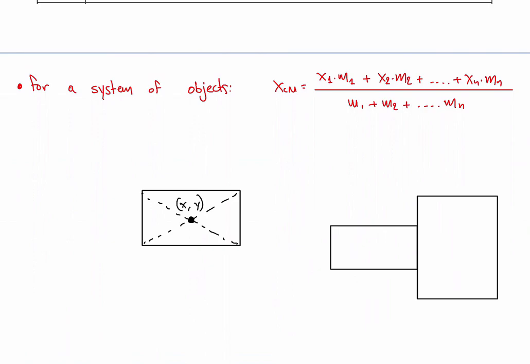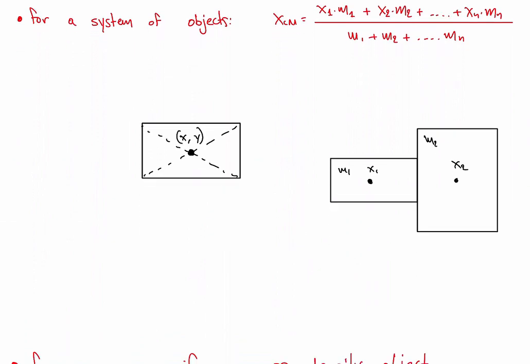Now, if we have a system of particles or a system of objects, or an object that is made from two or more parts, then we have a position 1 of the first object and a position 2 of the second object. And if the mass 1 and mass 2 of the two parts are known, we can find the location of the center of mass from this equation.